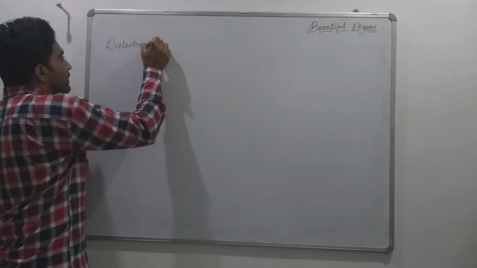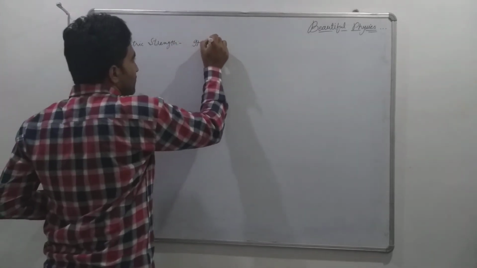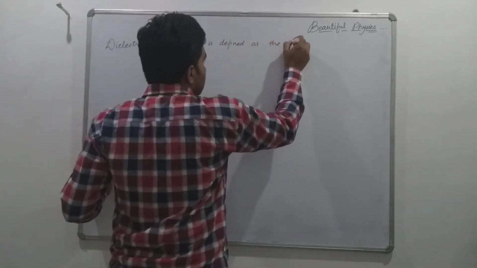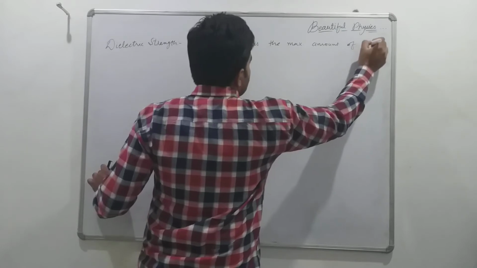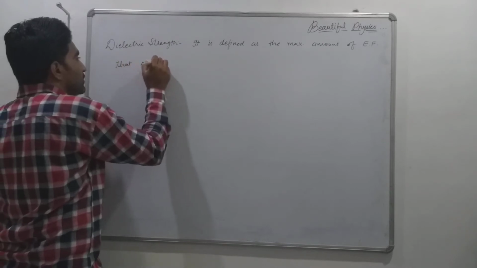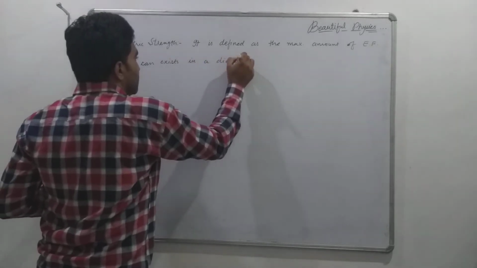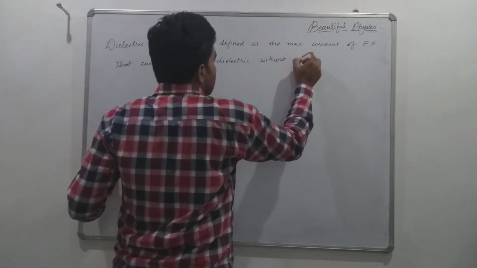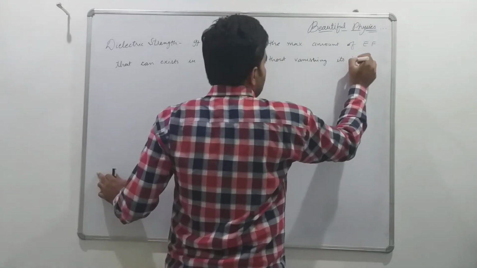Dielectric strength is defined as the maximum amount of electric field that can exist in a dielectric without vanishing its insulating properties.